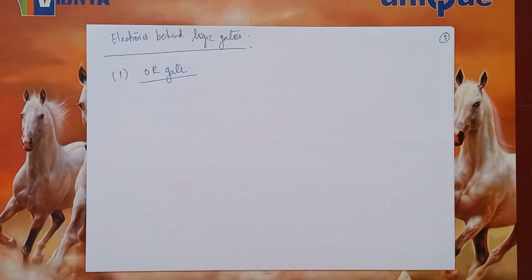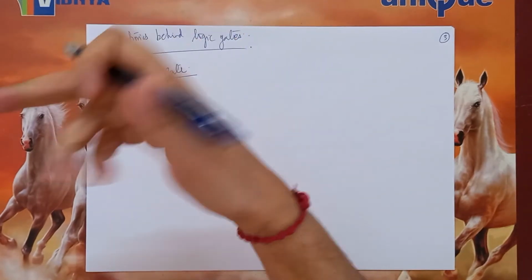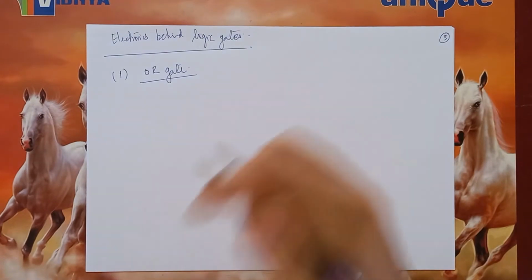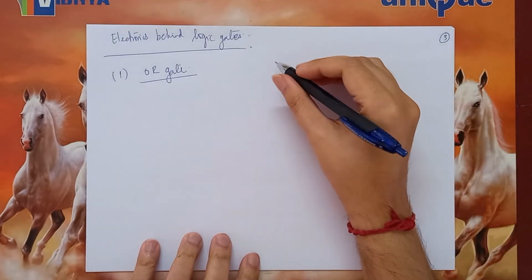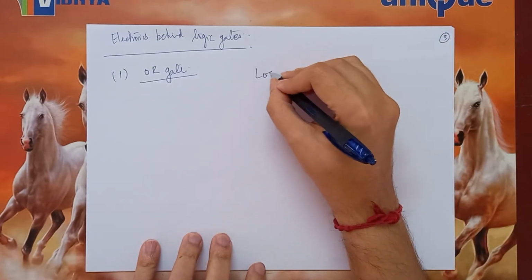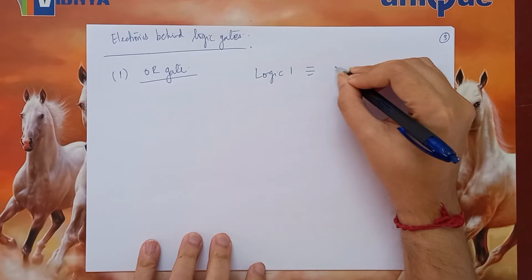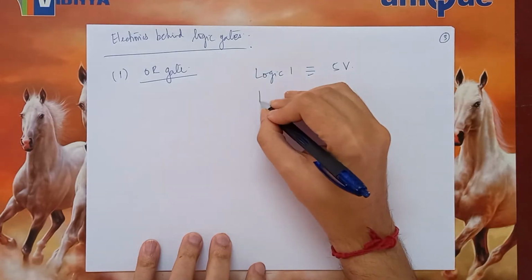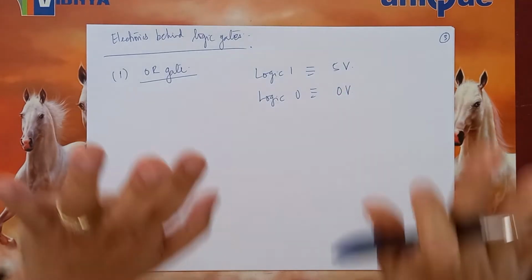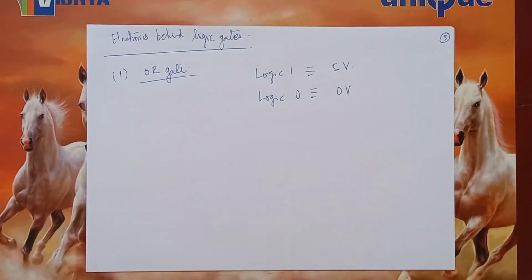So before going to what an OR gate looks like, let us now convert our logic to voltages as we know it. We know that, let us say, high logic corresponds to a high voltage and low logic corresponds to a low voltage. We had discussed this in a previous lecture. Let's just repeat it. Let's say logic 1 we will call 5 volts and logic 0 we will call 0 volts. Let us establish this convention.